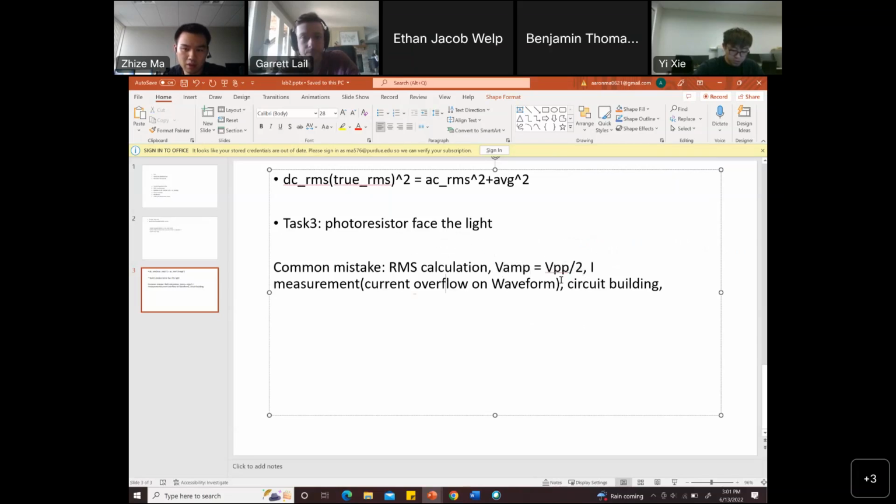And then the big thing for lab 2 is the current measurement and circuit building. So that's the first time they're going to build a circuit on a breadboard, so they need to learn how a breadboard works. And also, it's the first time to do the current measurement, so some students will probably burn a fuse.